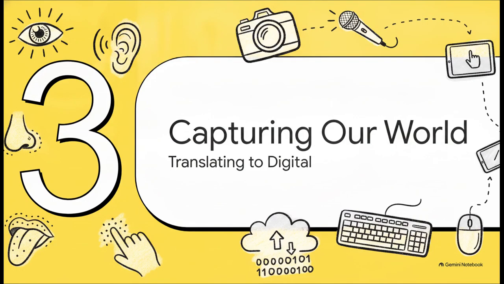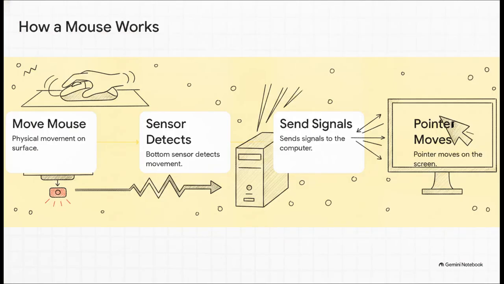Okay, section 3, capturing our world. Let's see how we translate our physical space into digital space. Have you ever actually stopped to think about the micro-narrative happening every single time you move your hand? When you physically slide your mouse across a desk, a tiny sensor or light on the bottom detects that exact physical movement. It immediately converts that movement into electrical signals, firing them rapidly over to the computer. The computer processes those signals, and in a fraction of a second, the pointer on your screen moves in the exact same direction. It is a seamless translation from physical space right into digital space.